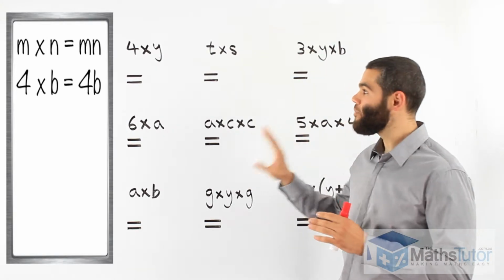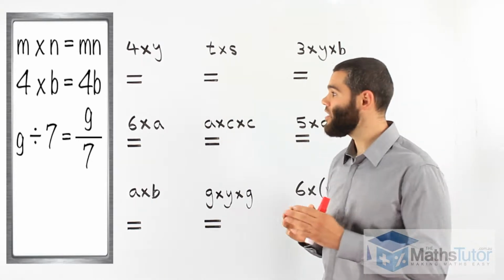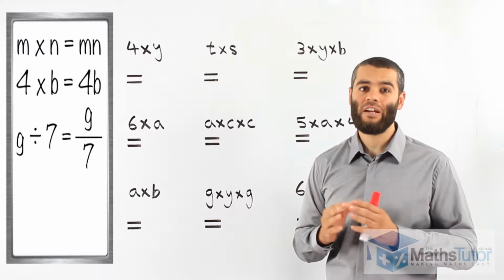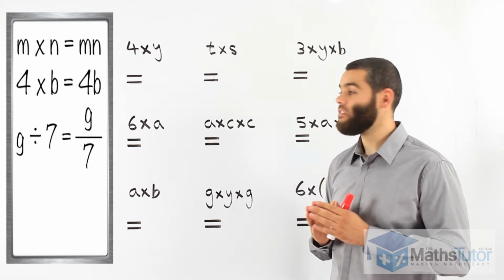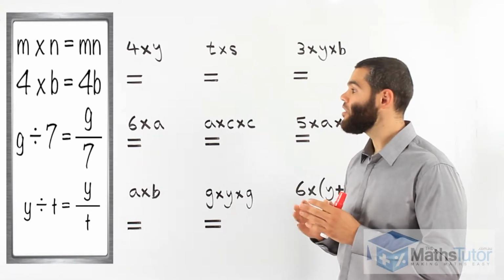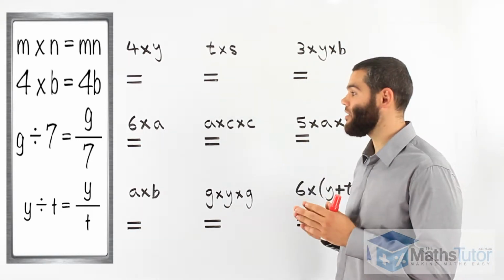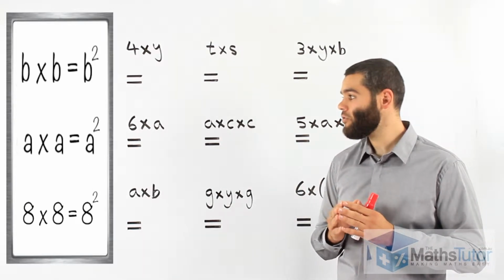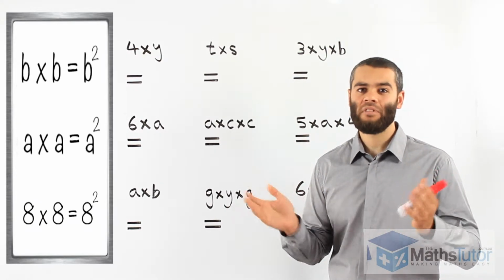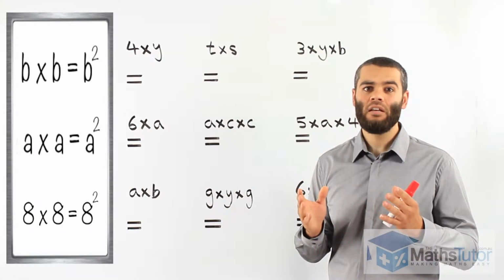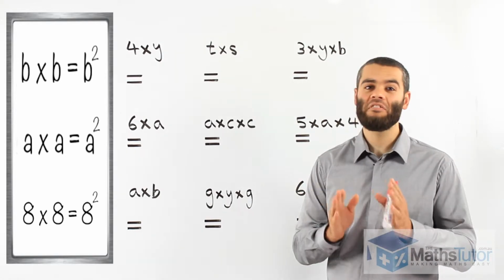We're going to do more examples, but now just go through the theory. Division, when we have an example of g divided by 7, we write it in fraction form. So we write g over 7. Another example, y divided by t, we write as y over t. And one of the last rules we're going to go through is that b times b equals b squared, or a times a equals a squared. It's like saying 8 times 8, 8 squared. So the same thing in algebra, we follow the same rules.